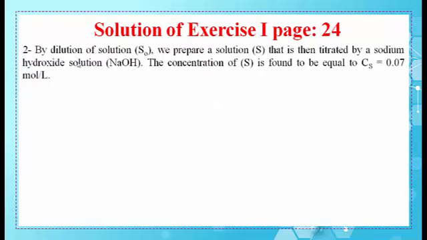In part 2, by dilution of solution S0, we prepare a solution S that is then titrated by a sodium hydroxide solution, NaOH. The concentration of the new solution S is found to be equal to CS, concentration of S, equals 0.07 mole per liter.